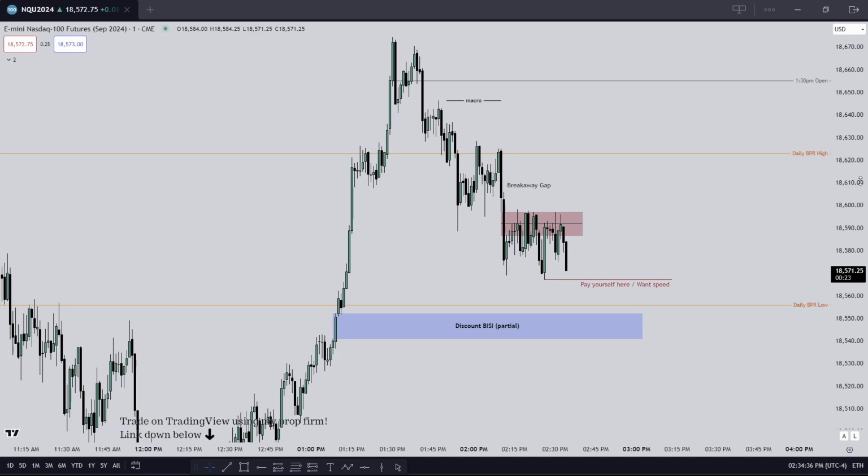All right, I'm watching. I want to see speed through that low. And again, if we take out that low, that's a partial. Run down your equity.